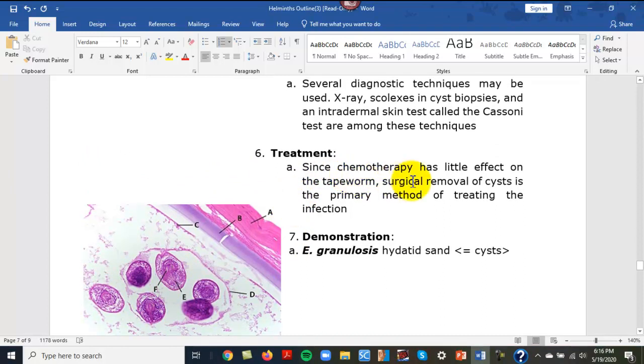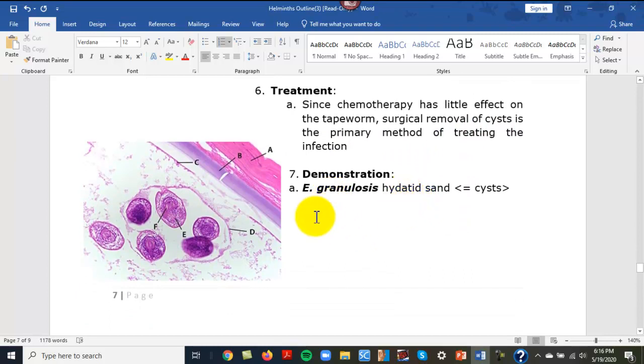Chemotherapy has little effect. Surgical removal of cysts is a primary method, unless, of course, they're buried in the brain somewhere. So, yeah, and something about cyst there. So, creepy.